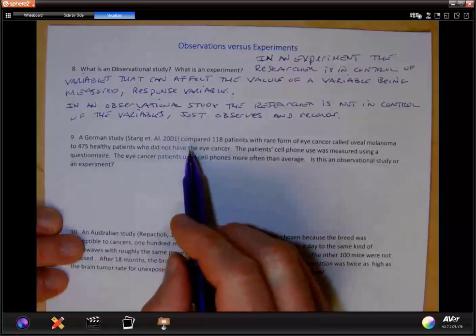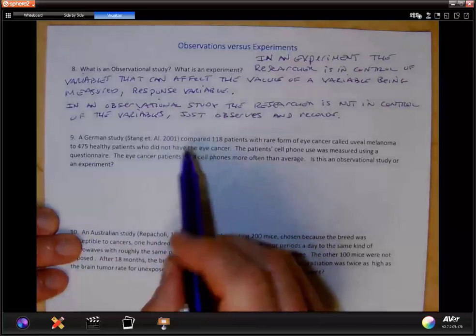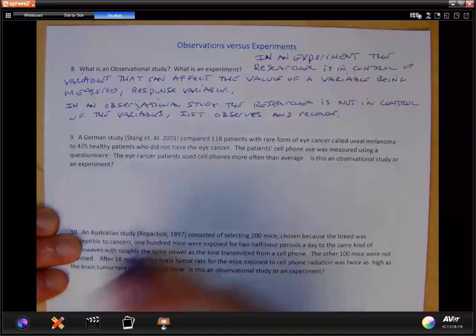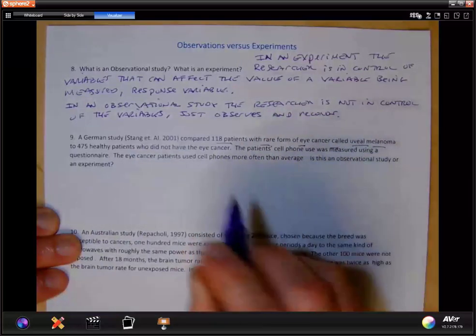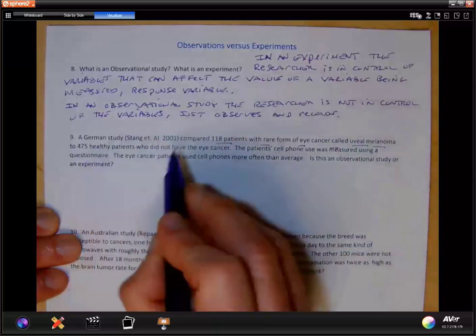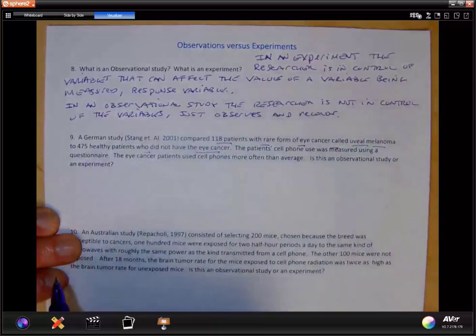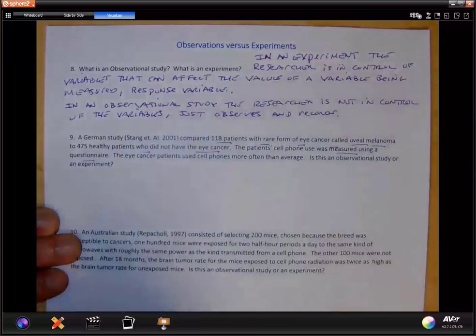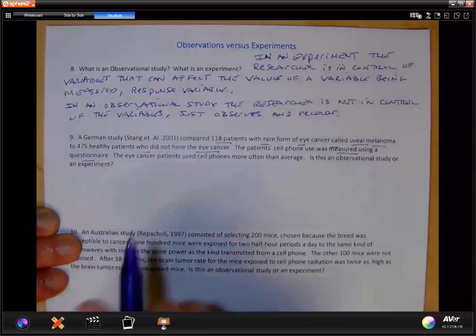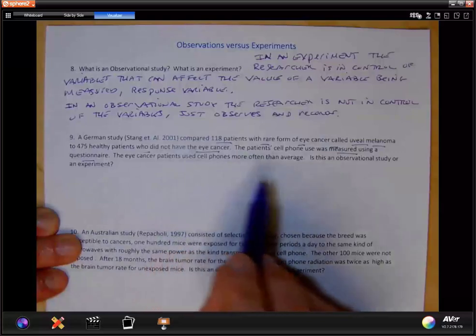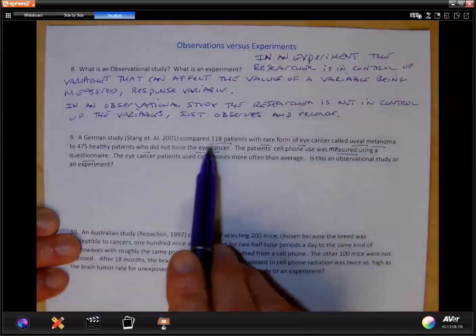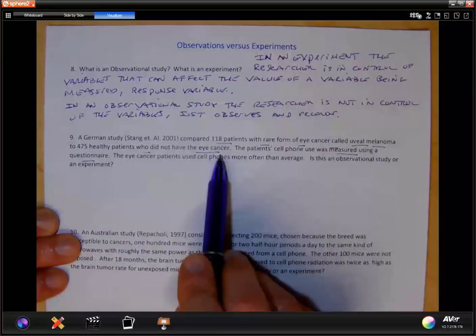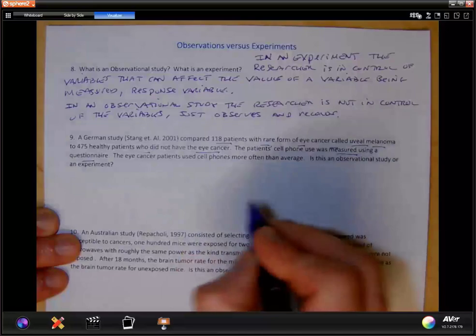So let's look at some of these and see if we can tell the difference. A German study compared 118 patients with a rare eye cancer called uveal melanoma to 475 healthy patients who did not have eye cancer. The patient's cell phone use was measured using a questionnaire. The eye cancer patients use cell phones more often than average. Is this an observational study or an experiment? Again, we're collecting data from two groups, and we know which group is which. And what we're measuring is cell phone use.